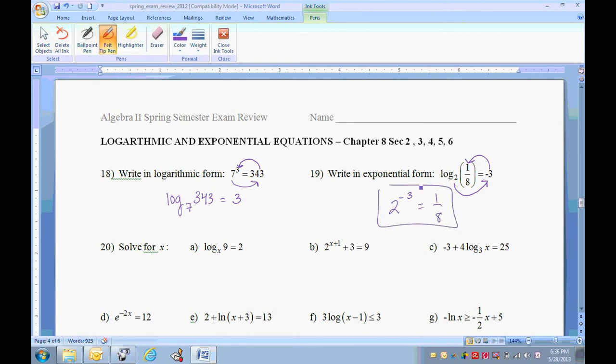Okay, on number 20, they're asking us to solve for x. Well, in order to get x by itself, we have to log roll. So we start with our base of x, pick up the 2, and then go back to the 9. So it's x squared equals 9.